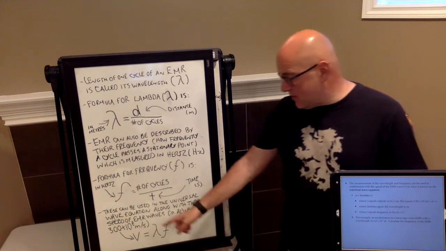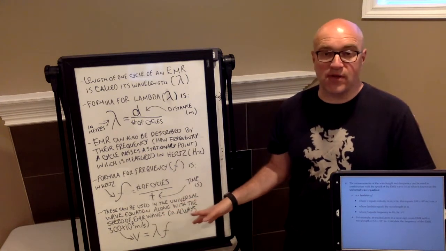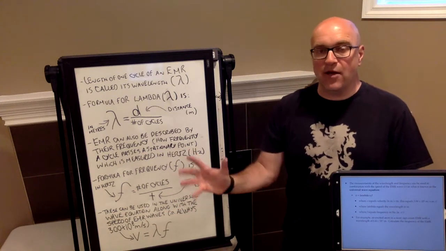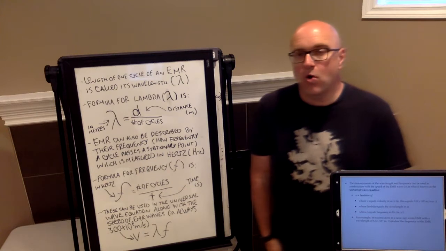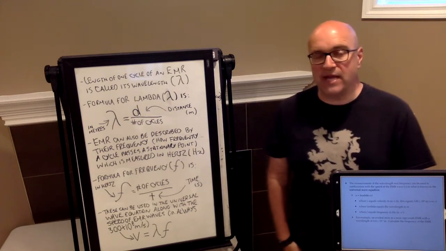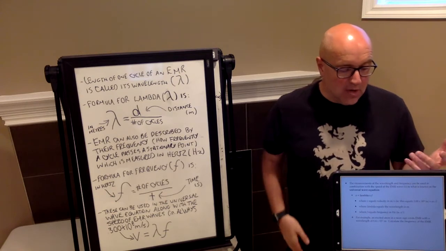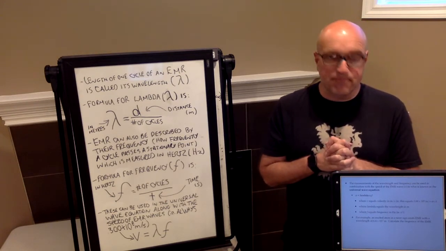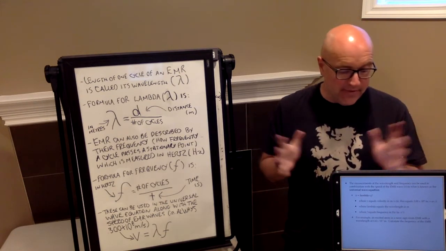If I know the value of either lambda or frequency, I can calculate the other value because I always assume that I should know that the speed of light is 3.00 times 10 to the 8th meters per second. So let's do an example using this, all right?